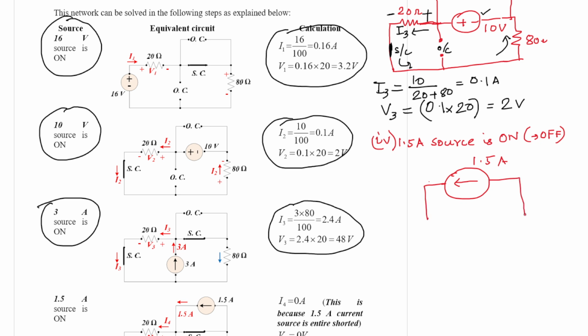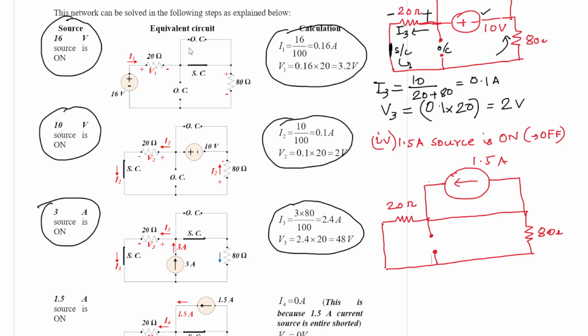Then you must short the voltage source, which is the 10 volt source. So you must short it. Then you have the 20 ohm resistor, so again you will have a short circuit path. Here you have the 80 ohm resistor. And finally you have your second current source, which you must open circuit.